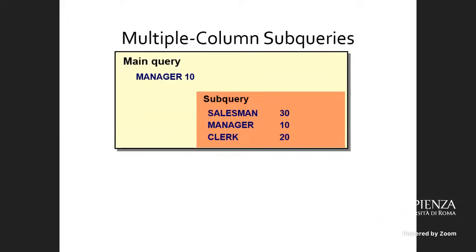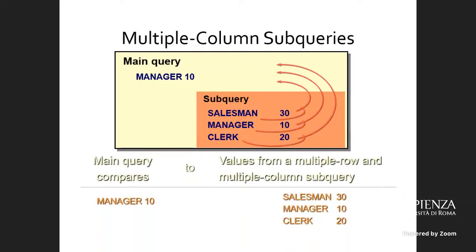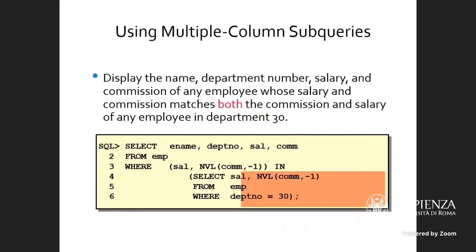So this is multiple column subqueries, where you have a subquery that gives you 2 or more rows as the result. And then we have the main query that compares to values from multiple rows. So you have the main query, then you have the subqueries feeding into the main query. And then let's see, I think I have a query that demonstrates that.